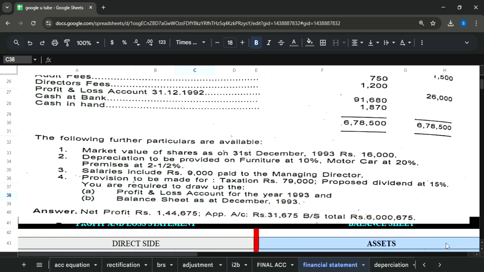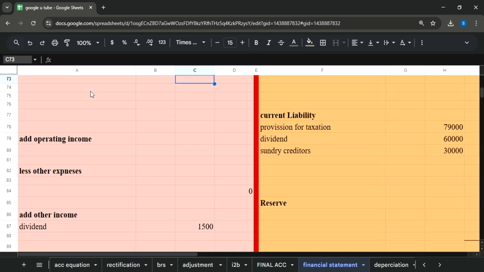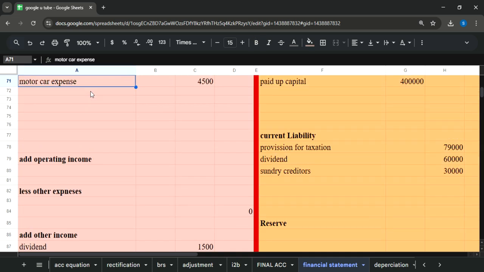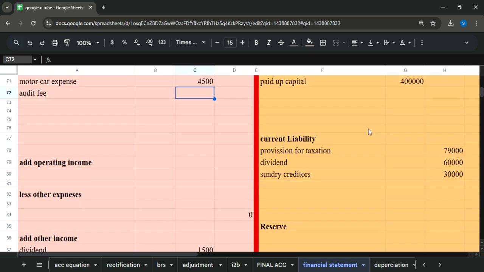After dividend, we have audit fee. Let's see it again to confirm. Yeah, audit fee is part of operating expenses, and amount of audit fee was 750, I think. Here we have audit fee 750. Just post it over here.